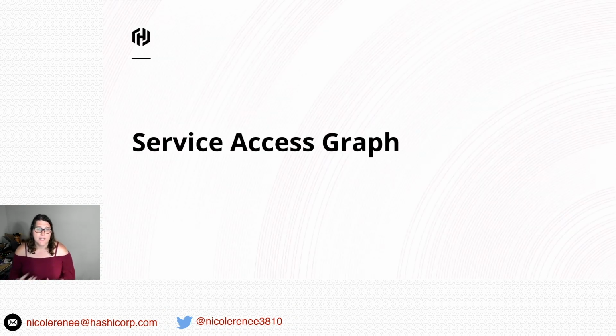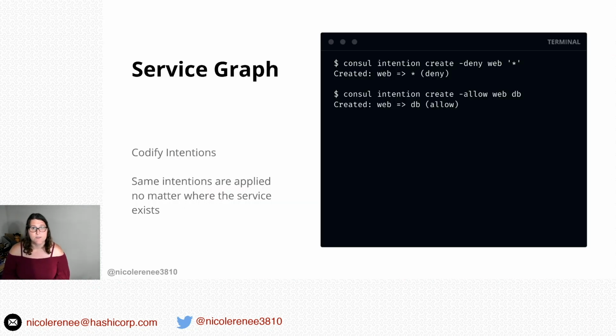And so the next piece is the service access graph component, and this is what I refer to as intentions. And so in Consul, we can actually control the intentions via the command line. So we can do consul intention create deny web server to everything. So now our web server is no longer allowed to communicate with anything. And then we can create an intention that says our web server is allowed to communicate with our database server.